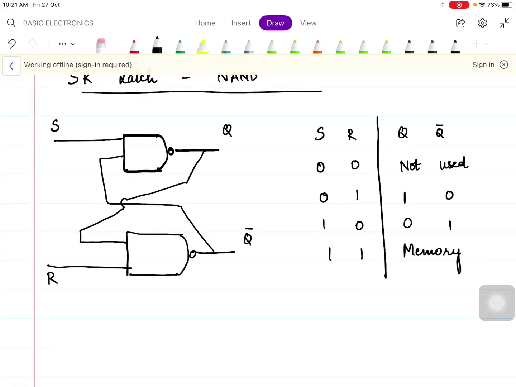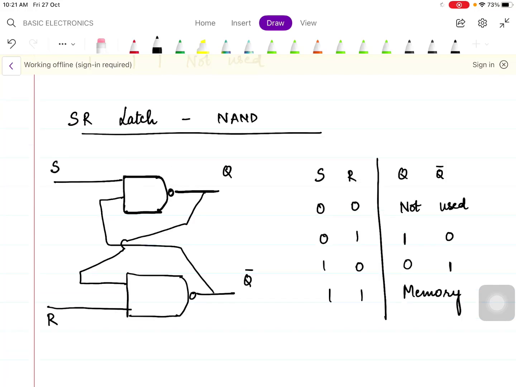We need to remember this, and the circuit as well, because in most flip-flops the basic circuit used is the SR latch using NAND gate. We need to remember the truth table carefully: in the case of the SR latch using NAND gate, 1, 1 is used as memory, 0, 0 is not used, and 1, 0 and 0, 1 have specific outputs as discussed. I hope this video is useful to you all.